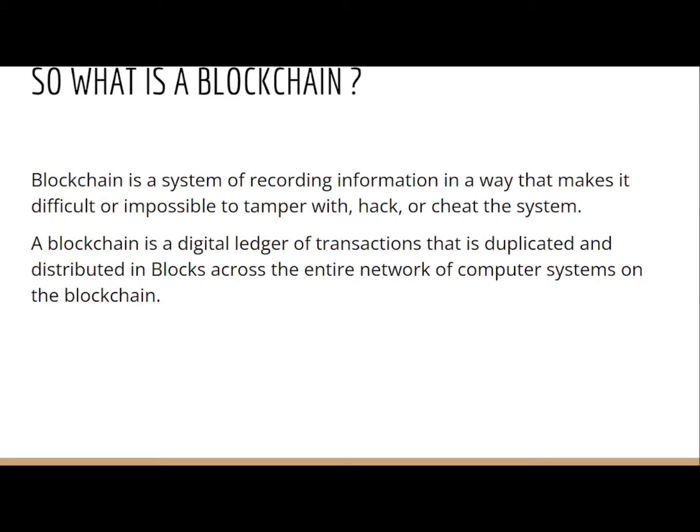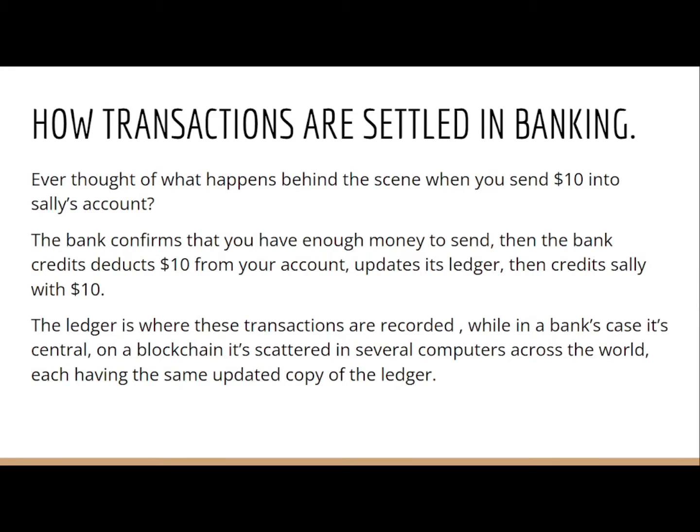So a blockchain is a digital ledger that is duplicated and distributed across blocks. Just as you have in a bank, let's use the way transactions are executed in a bank to explain how a blockchain works. Have you ever thought about what happens when you send funds to Sally? The bank confirms that you have enough money to send, then the bank deducts the money from your account, then updates its ledger, then credits Sally's account. All right, so that's how it works.